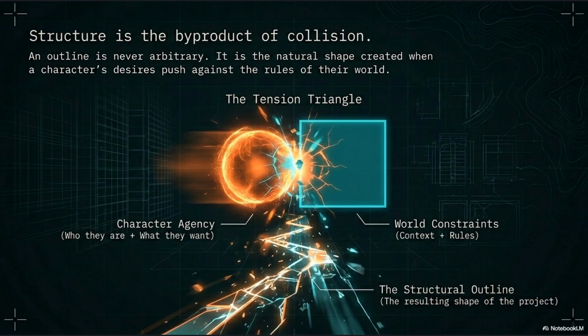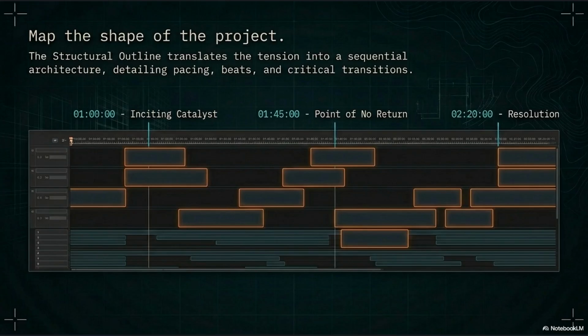Understanding this tension triangle is the key to building stories that feel inevitable and true. With tension defined and themes crystallized, we now map the shape of the entire project. The structural outline translates that creative tension into a sequential architecture, a blueprint of pacing, beats, and critical transitions that will guide everything we build.